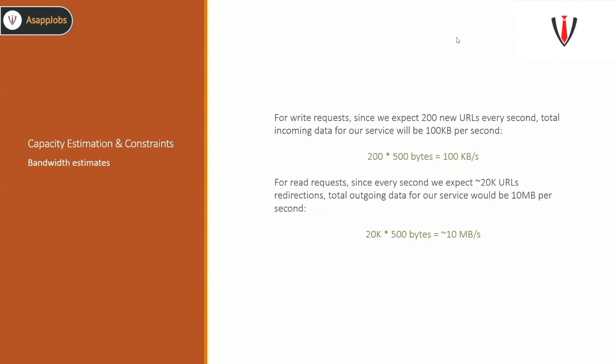So the next estimate is on bandwidth, right? What are the bandwidth requirements going to be like? What would be the network requirements you would need? Since we have 200 new URLs every second, total incoming data for our service will, let's say, be 100 KB per second. So 200 into 500 bytes makes it 100 KB per second, right? And for read requests, again, they're going to be 20K requests. We saw that in the previous estimations that we made. Since each of those requests is going to be 500 bytes, it's going to be 10 MB per second, right? And then there are more estimates coming up.